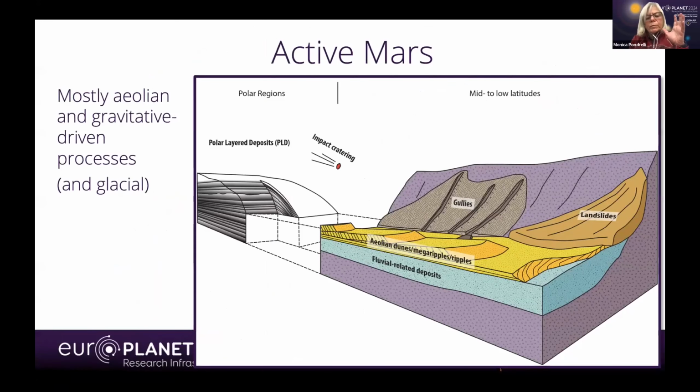Still, some sedimentary processes are active even today, though very minor. We have accumulation in the polar layered deposits, which are basically a mixture of ice and dust. We also have gravity-driven processes along the slopes, and the atmosphere is thin, but thick enough to allow sand to be transported in dunes. So dunes have been shown to be active even today.